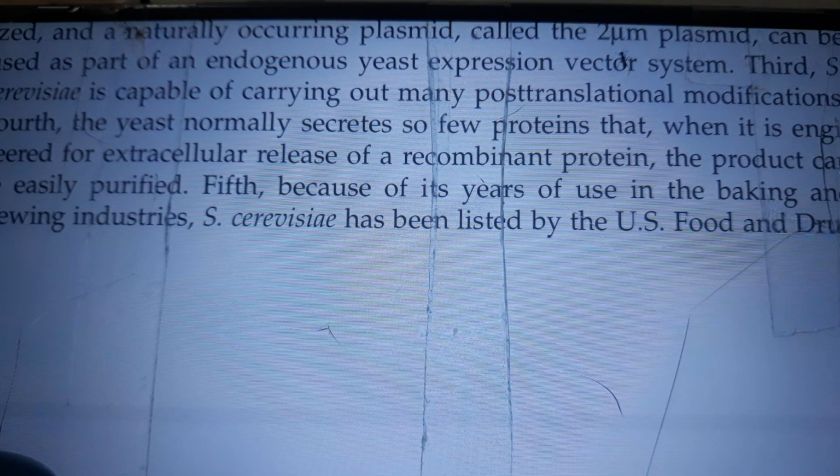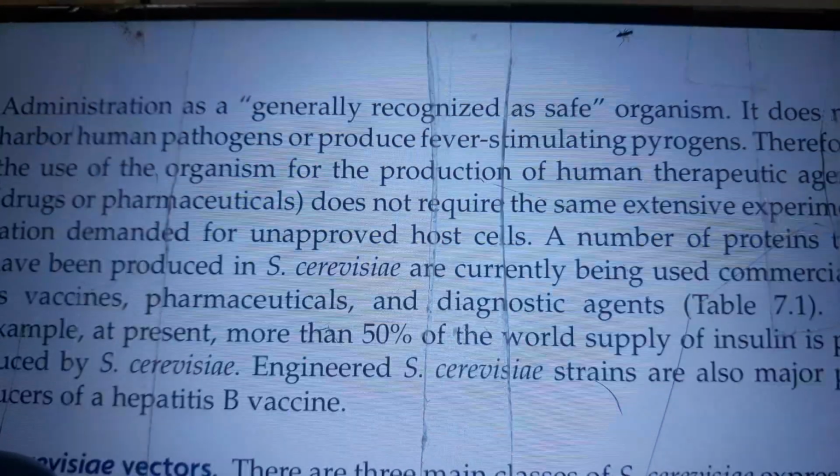Fifth, because of its years of use in the baking and brewing industry, S. cerevisiae has been listed by the U.S. Food and Drug Administration as a generally recognized as safe organism. It does not harbor human pathogens or produce fever-stimulating pyrogens. Therefore, the use of the organism for the production of human therapeutic agents, drugs, or pharmaceuticals does not require the same extensive experimentation demanded for unapproved host cells.